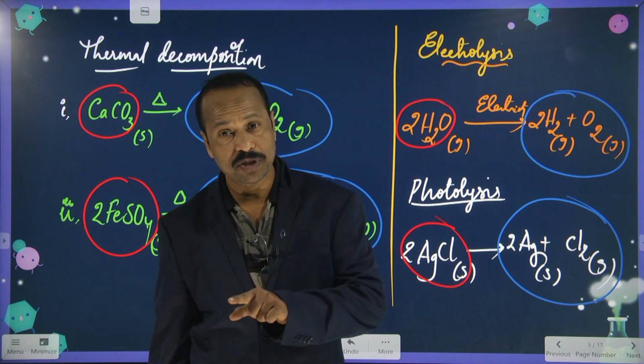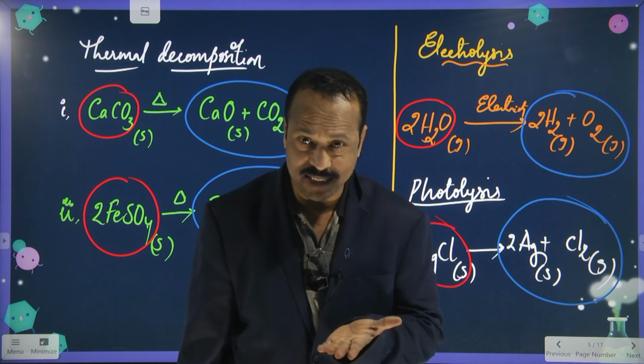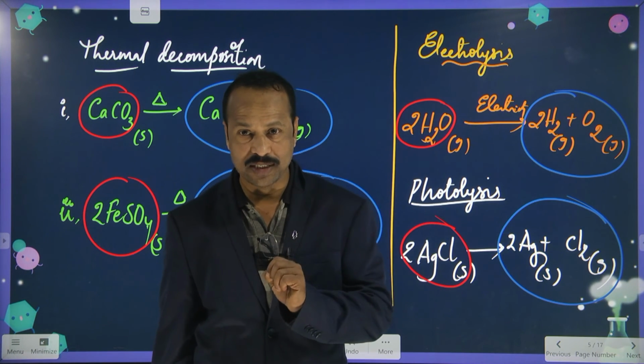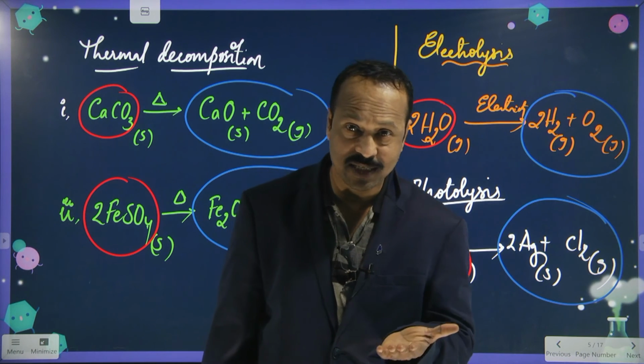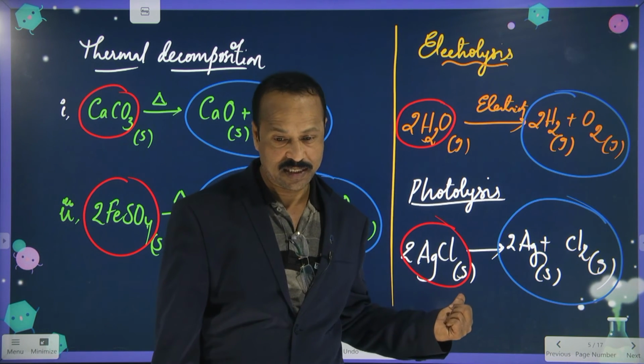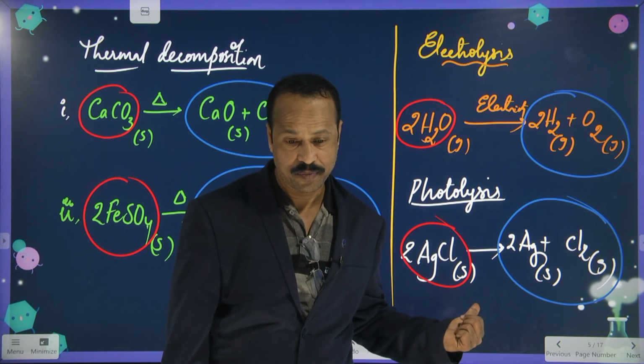If the decomposition is taking place in presence of electricity, that's called electrolysis. If the decomposition is taking place in presence of light, then that is called photolysis. Is this clear to you?